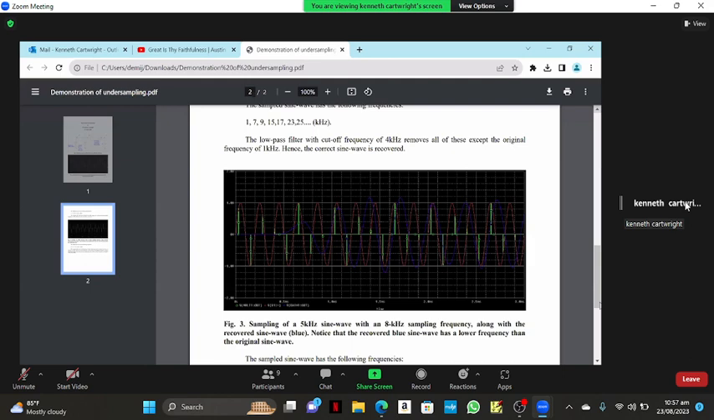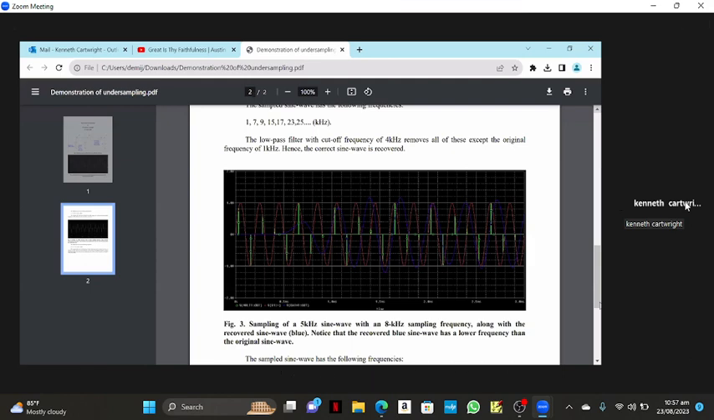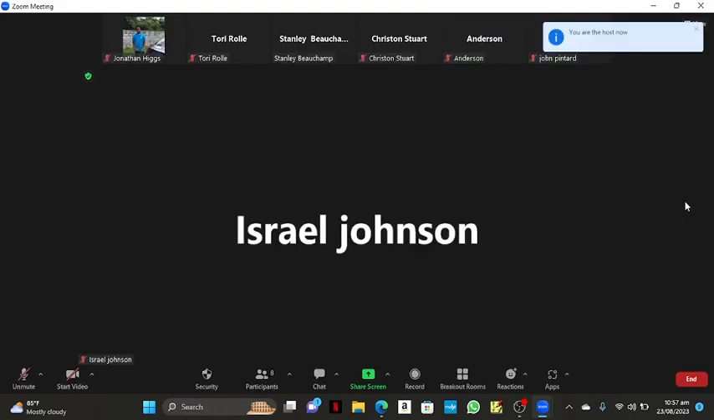If you just read the caption, it tells you: sampling of a 5 kilohertz sine wave with an 8 kilohertz sampling frequency.